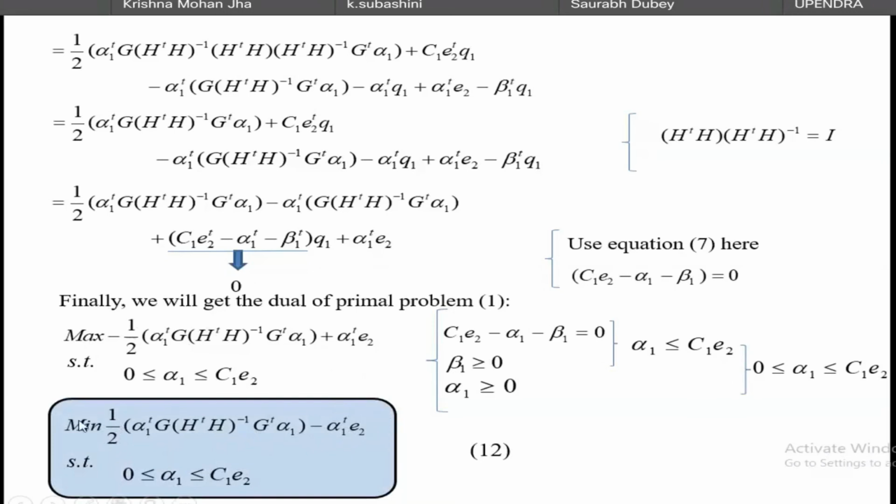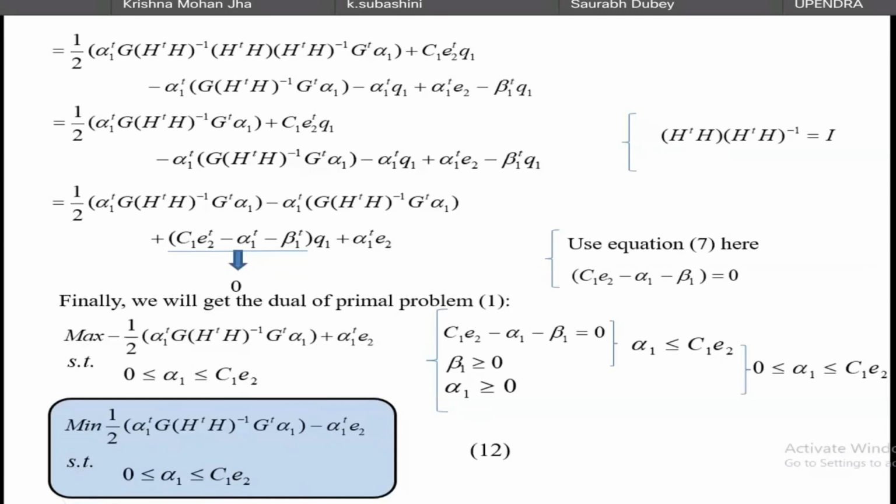So now this particular thing is the dual form of your primal problem 1. How you can solve these, I will discuss in later slides. So this particular dual form is for the primal problem 1. In the same manner, you have to find it for the others also.